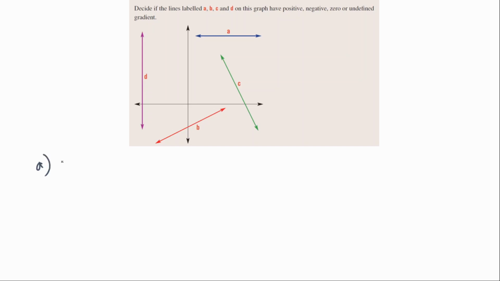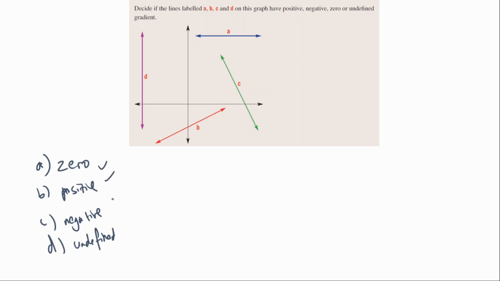Alright, so question A. This one is horizontal, so remember a horizontal line is 0, that blue line here. Question B, it's going upwards from left to right, so this one will be positive. C, it's going downwards from left to right, so that one will be negative. And D, it's going vertical, so this one will be undefined. Give yourself a tick for each one you got correct there.